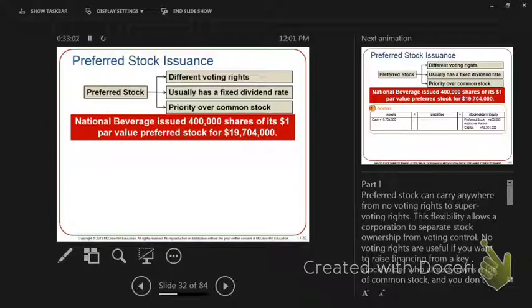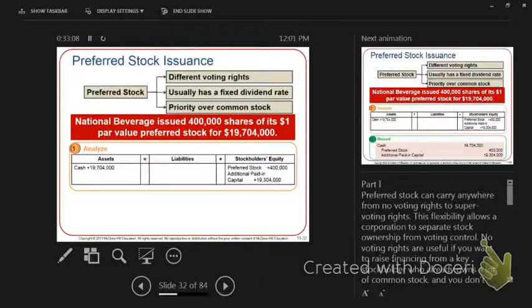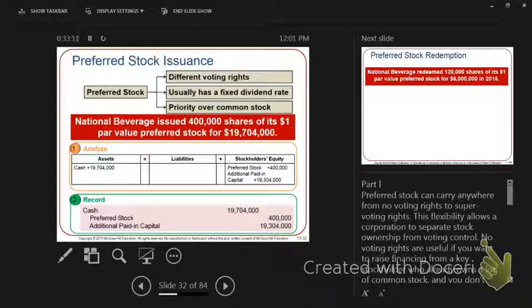But when it comes to the journal entry, you'll be happy to know there is no difference in the journal entry. The only difference is the word preferred stock versus common stock. That's it. You do cash, you do preferred stock, you do additional paid-in capital. The only reason you get this one wrong on the test is because you put the word common stock instead of preferred stock, or you put CS instead of PS. And I will count it wrong. You have to make sure you put the word preferred stock, not common stock, if I'm asking for a preferred stock journal entry. Otherwise, it's exactly the same. You record preferred stock at par, and the rest goes to additional paid-in capital.